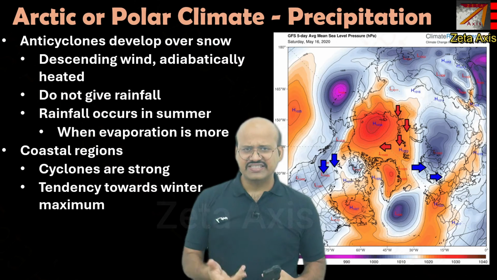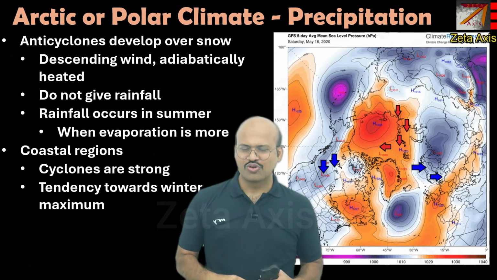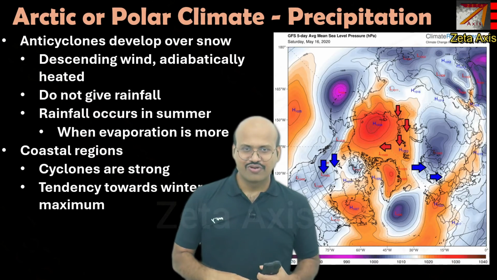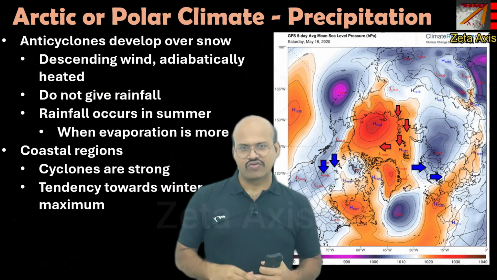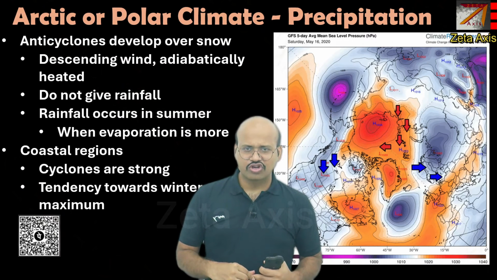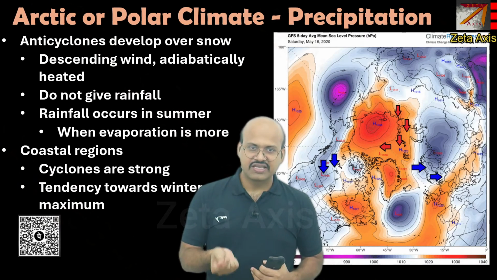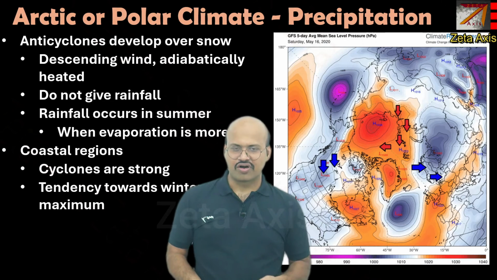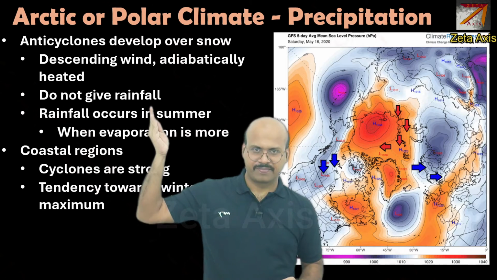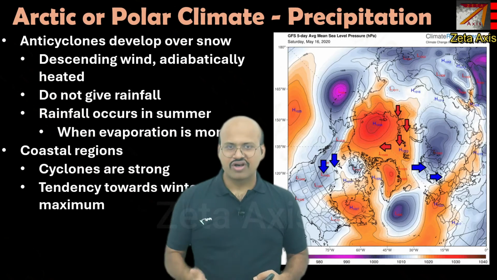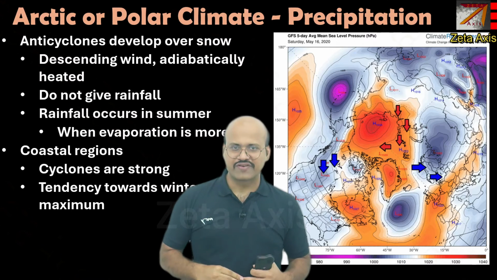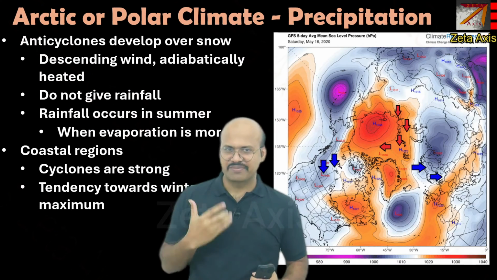Now here the anticyclones may develop over snow because the snow is very cold. A high pressure region will exist over the snow, and therefore there will be descending air over here. The air is heated when it is descending. Now because of this adiabatic heating, the moisture carrying capacity of the air increases, and we see that it will not give rainfall. Moreover, because the starting temperature of this air is very low, that is, it is very cold, adiabatic heating does not increase the temperature significantly.